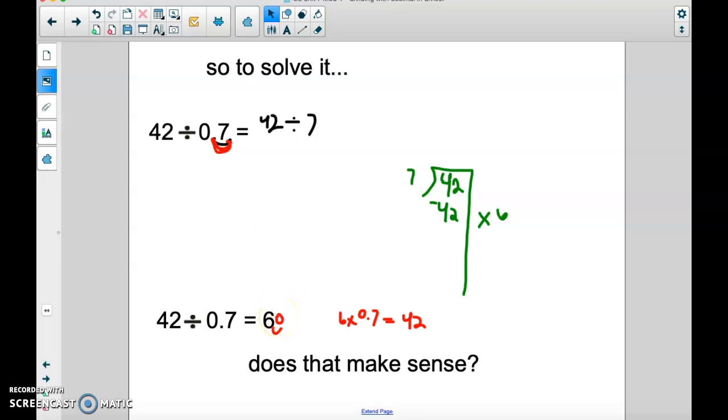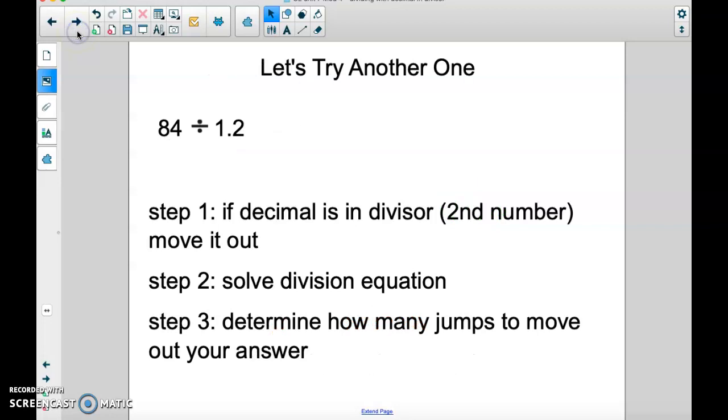All right? So let's try another one. 84 divided by 1 and 2 tenths. I want you to solve this on your own, but I've given you the steps that we just went through. Step 1, if the decimal is in the divisor, that's the second number, move it out. Step 2, solve the division equation. Step 3, determine how many jumps to move out your answer. So pause the video here so you have these steps in front of you. Solve this problem, and then when you're ready, come back.